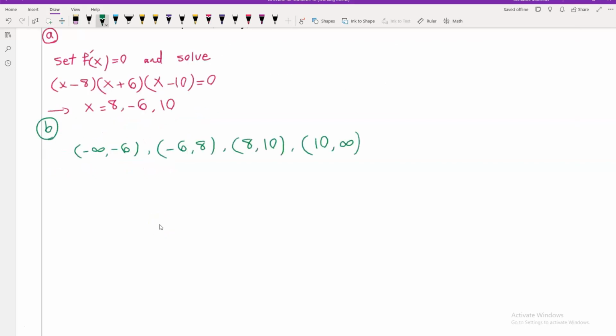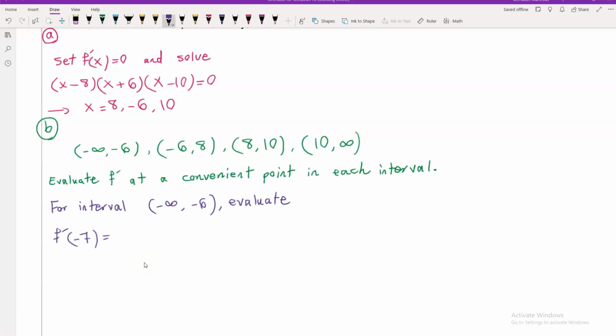The three critical points that we have from part A split the domain of the function into four non-overlapping open intervals. So what we have here is (-∞, -6), (-6, 8), (8, 10), and (10, ∞). Now evaluate f prime. For example, for interval (-∞, -6), evaluate f prime of -7. We can use any number that is less than -6, and -7 is less than -6.